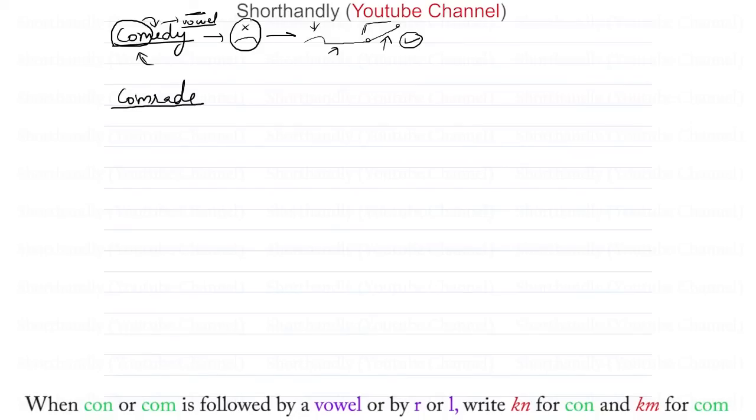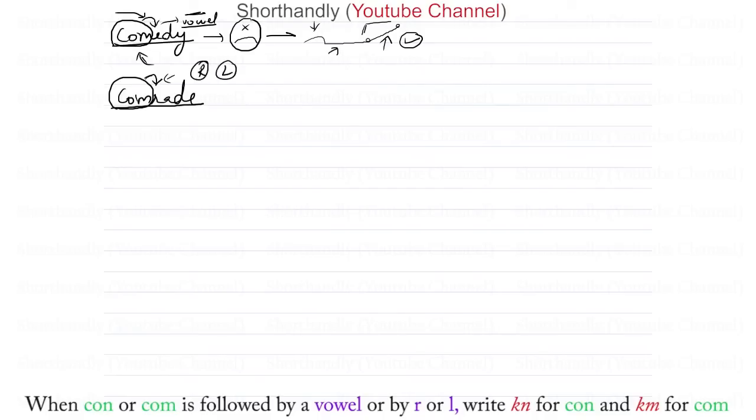Alright, so now we have this com here, and after that we have this R now, alright? Although it is still a consonant, as the statement says, when con or com is followed by a vowel, or by R or L. Here we had a vowel, but here we are having this R.